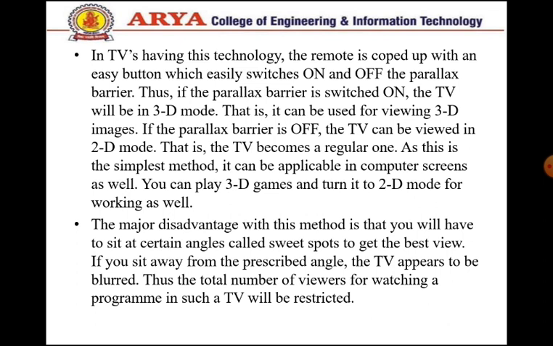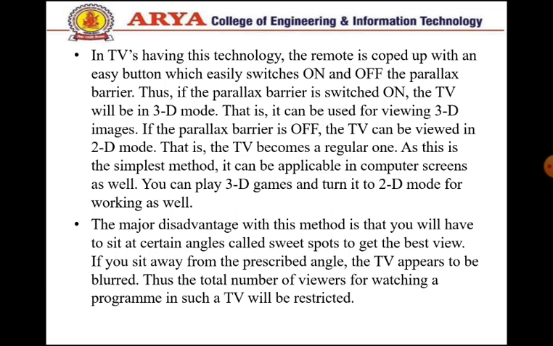Thus, if the parallax barrier is switched on, the TV will be in 3D mode. That is, it can be used for viewing 3D images. If the parallax barrier is off, the TV can be viewed in 2D mode. That is, the TV becomes a regular one. As this is the simplest method, it can be applicable in computer screens as well. You can play 3D games and turn it to 2D mode for working as well.